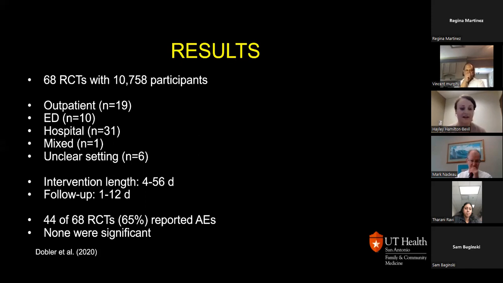48 of the 68 RCTs, or the majority of them, reported adverse effects, but not all of the studies commented on this. However, none were statistically significant for any of the studies. Okay.